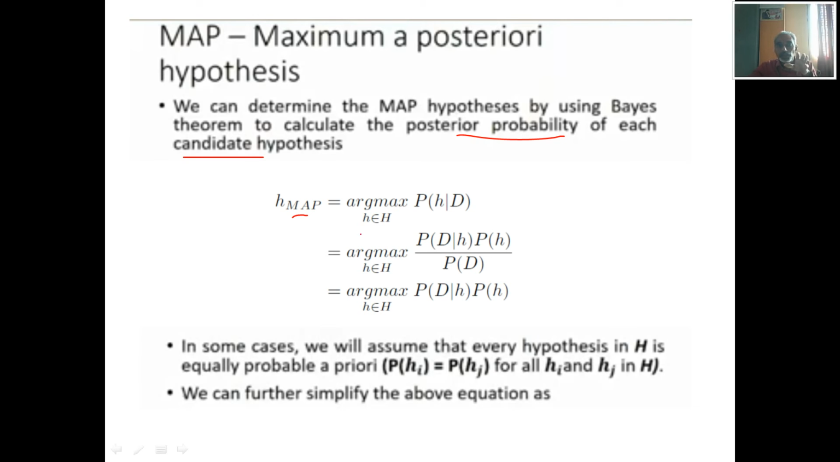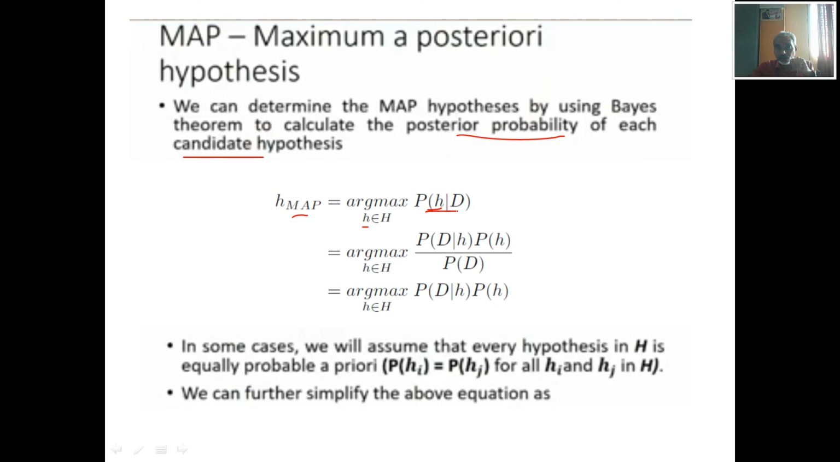So arg max over h belonging to capital H of P(h|D). What is this P? That is the posterior probability. How are you going to calculate this? The probability of this hypothesis given that we observe this training data set. What is this equation? This is the left-hand side of your Bayes theorem, right? It is nothing but our Bayes theorem. So by using Bayes theorem, we calculate the posterior probability.